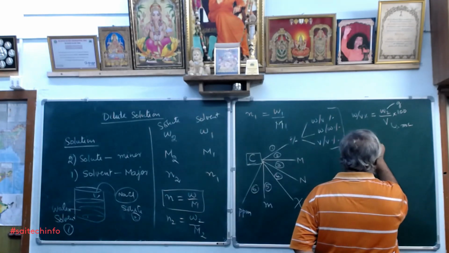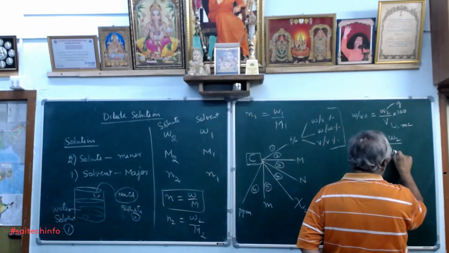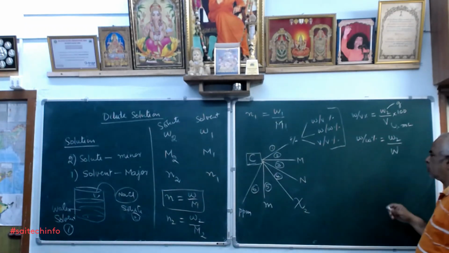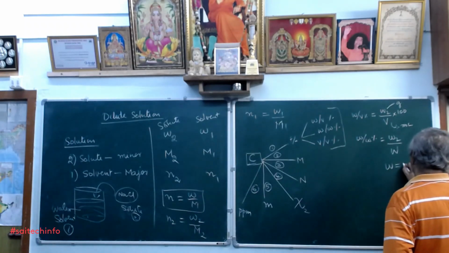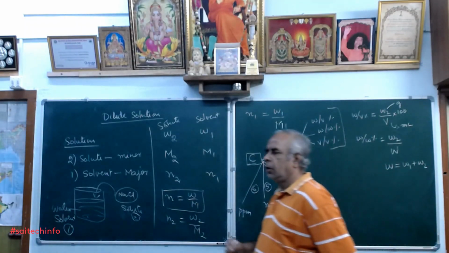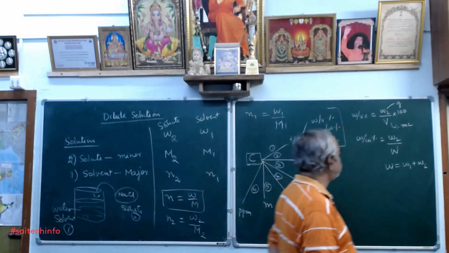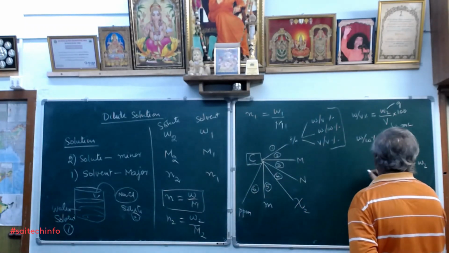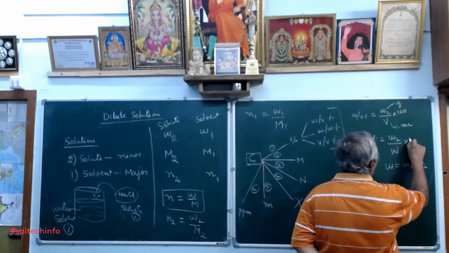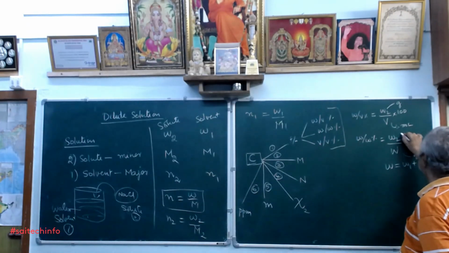Then weight by weight percentage. This is given as W2 by total weight of the solution. That includes the solute and solvent. So you can indicate this as W is equal to W1 plus W2. What do you understand from this? It is the total weight of the solution, that is W1 and W2. Then we have into 100. Now what about this one? This is in gram. This is also in gram.